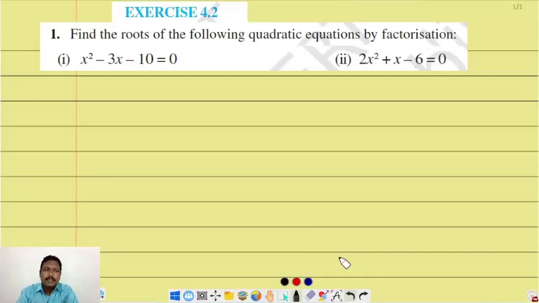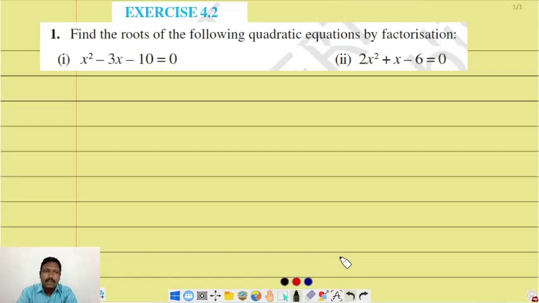Okay, children. So let us discuss exercise 4.2 of quadratic equations. In part 1, we had explained exercise 4.1. Now this is part 2, exercise 4.2. What is the question? Find the roots of the following quadratic equations by factorization method. First question, x square minus 3x minus 10 equal to 0.